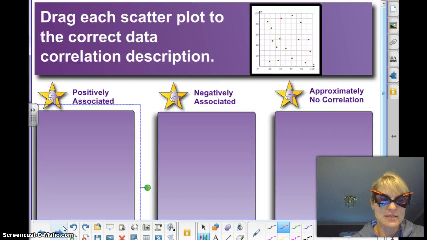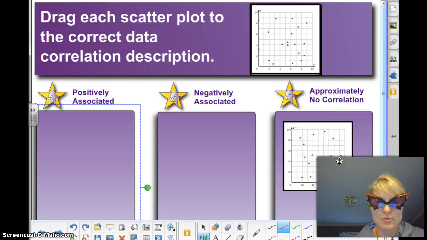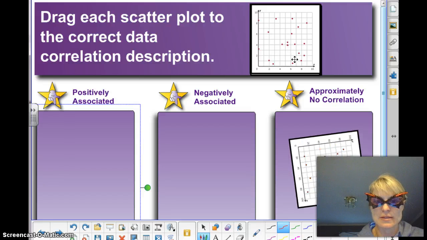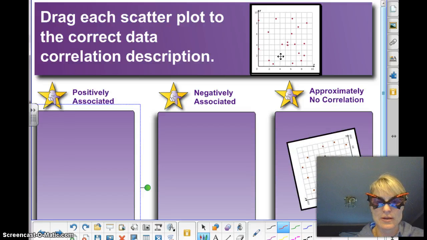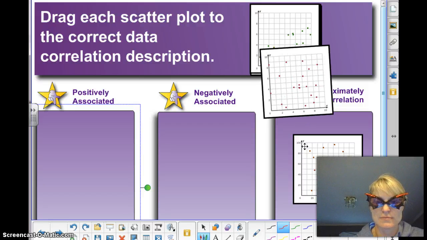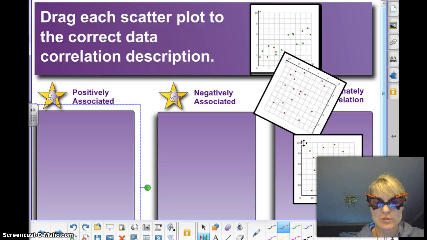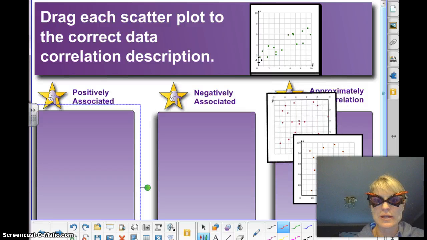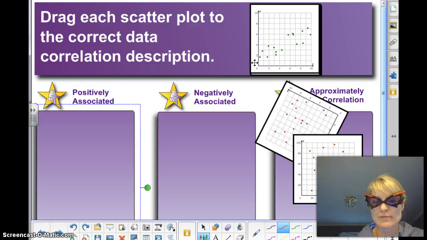Okay? Positive, negative, none. So let's see, if I looked at this, these points are all over the place. So that would be a no correlation. And same thing with these. These, again, points are everywhere. So that would be a no correlation graph. But here, when I look at this, we read the graph left to right.